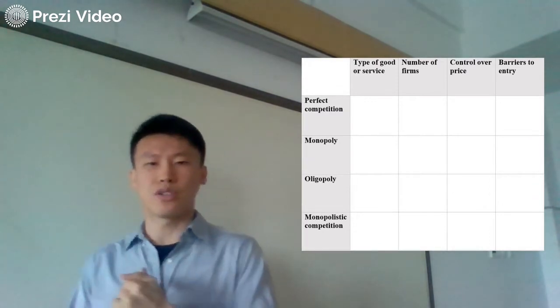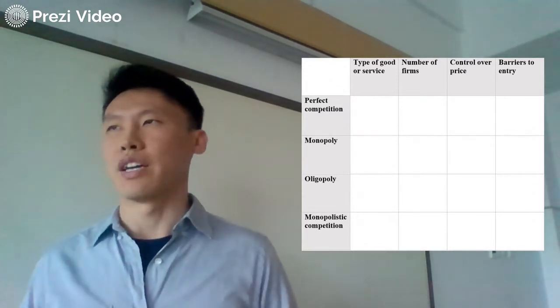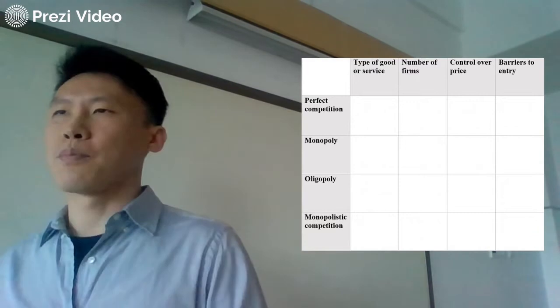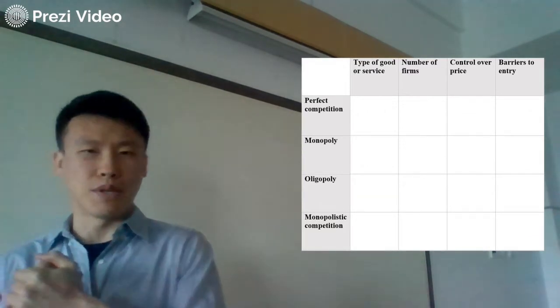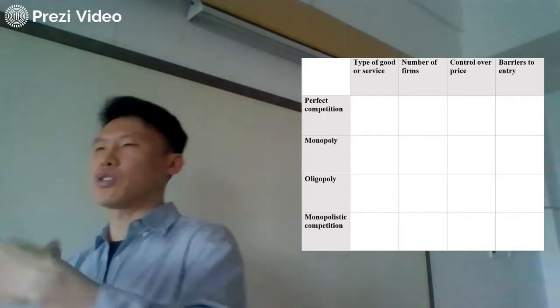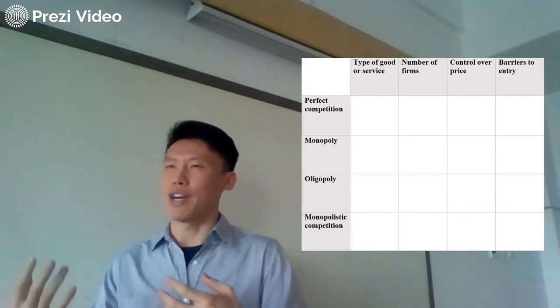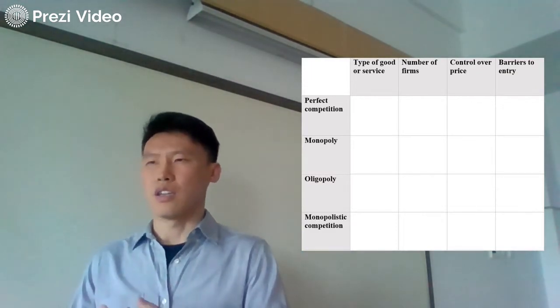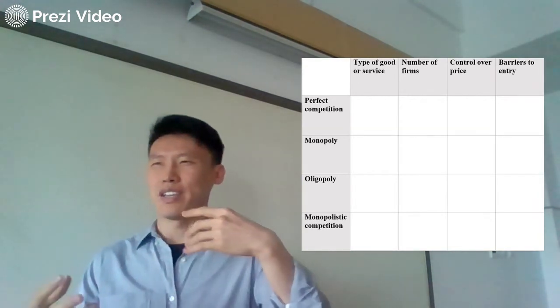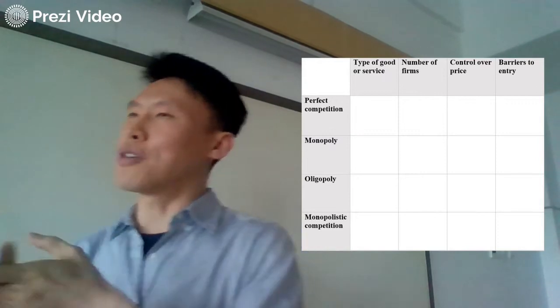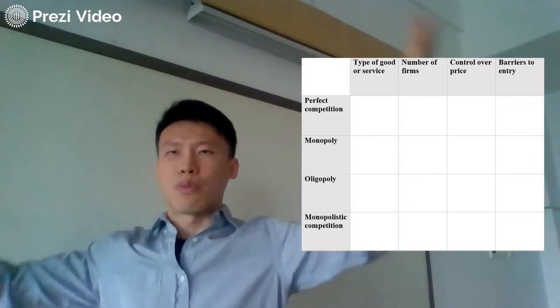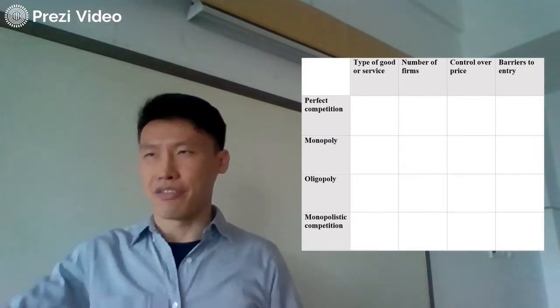Okay, I want everyone to fill out this worksheet. All right, we'll do this together. So, perfect competition. I want you guys to tell me, what type of good or service are you providing here? Are they identical? Are they different? Yes, identical. All right. And what about number of firms? How many firms are in your market? Yes, there are many firms.